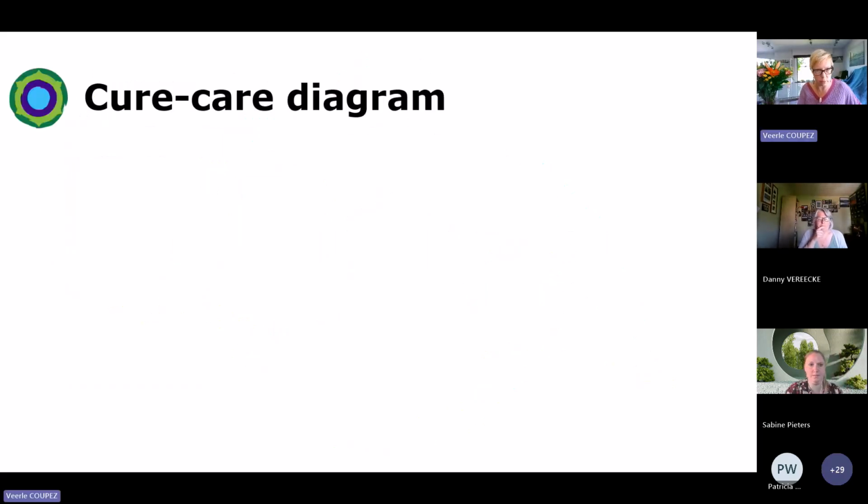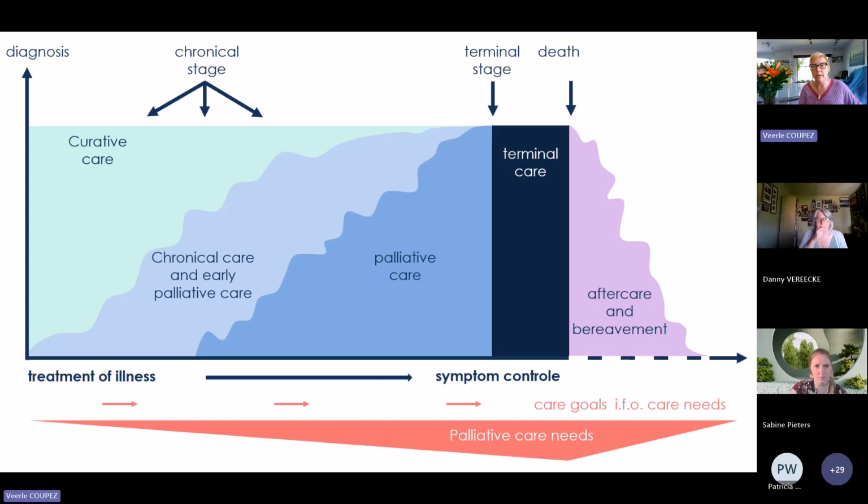So now comes the most difficult part for me, but maybe also for you, of this presentation, because I want to explain the cure care diagram with you all. It gives an overview of how the goals of care can change during the disease trajectory. When diagnosed with a life-threatening condition, the disease treatment is focused on curative care.